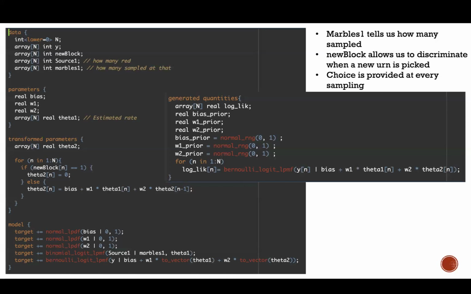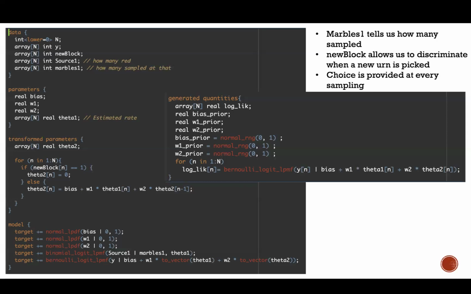If this is the follow-up sampling, theta 2 is equal to our usual formula, bias plus weight 1 times theta 1 plus weight 2 times theta 2 in the previous round. Right? The combined information from the previous round. Does it make sense?